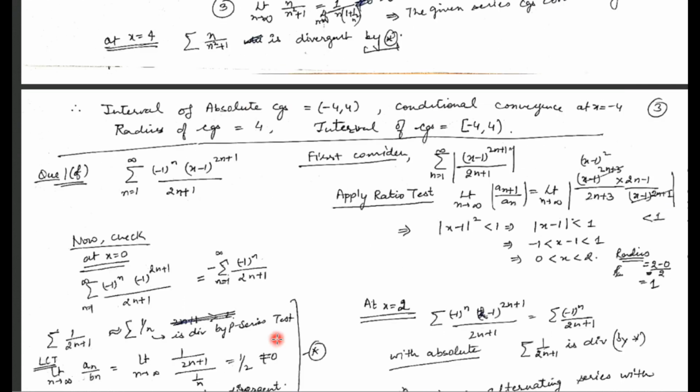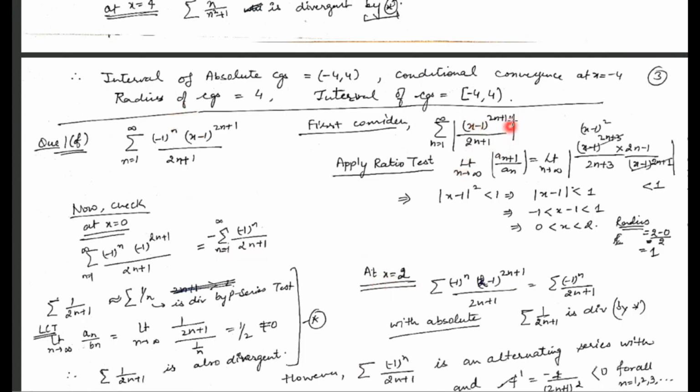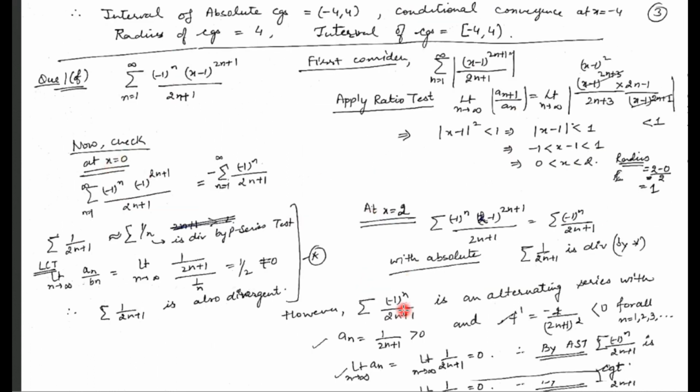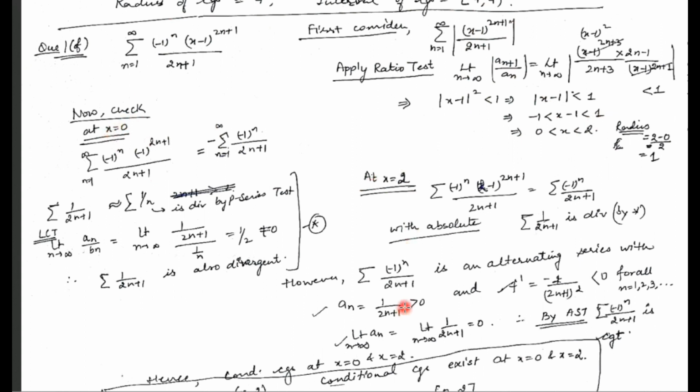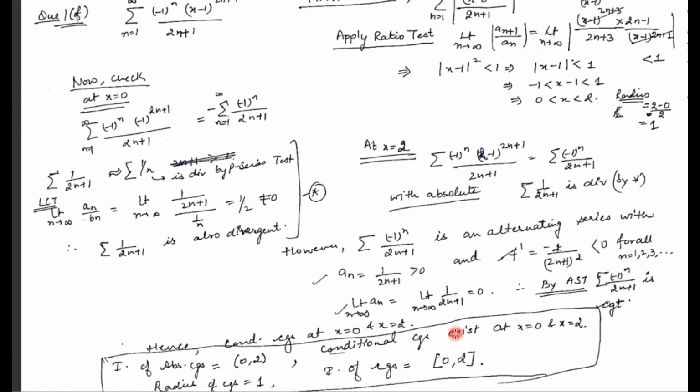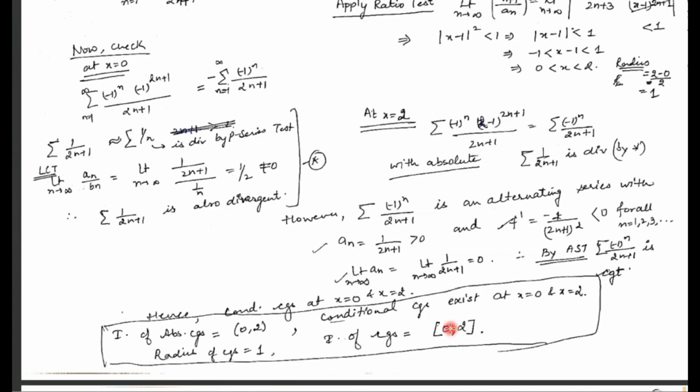The same way one can do this f part. Here also, when we take the mod first and then apply the ratio test, we get the interval 0 to 2. When we check at the points x equal to 0 and x equal to 2, we get the series convergent by the alternating series test at 0 as well as at 2. So the series is convergent conditionally at 0 and 2.